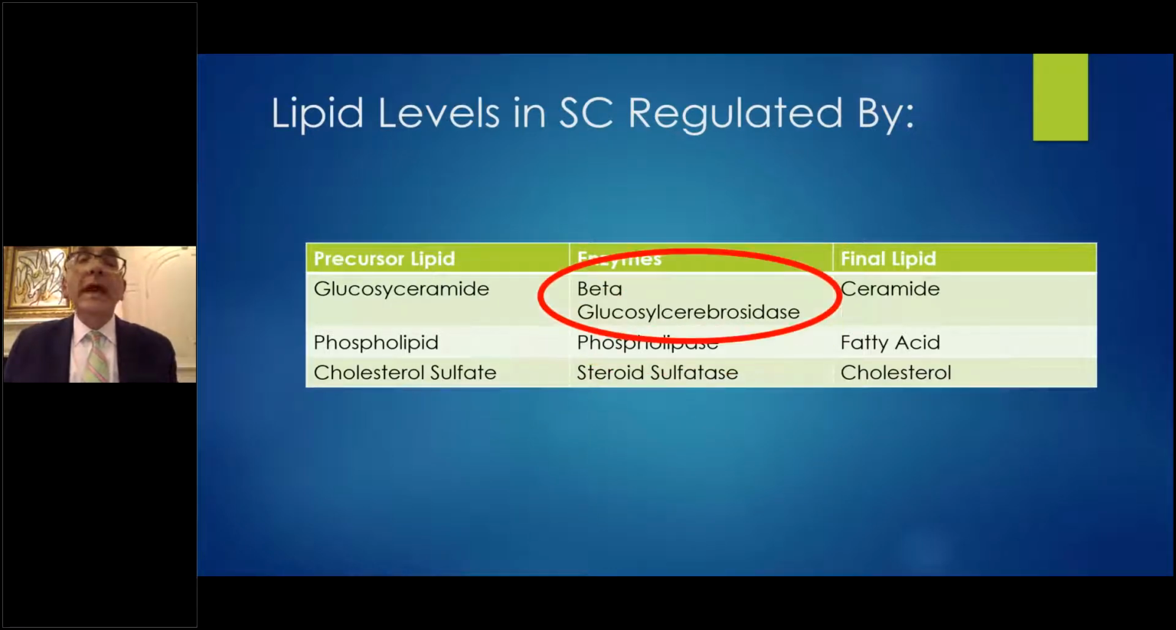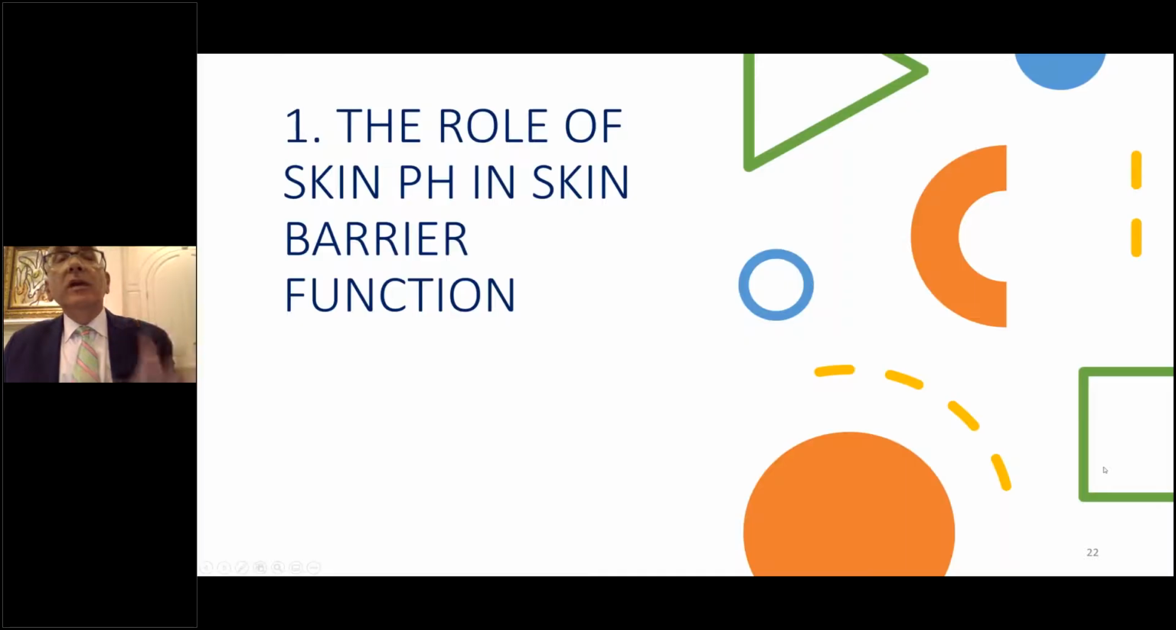What are the precursors and what happens? The precursor for ceramide is glucosylceramide, which is converted by an enzyme called glucocerebrosidase. Fatty acids are converted by phospholipase from phospholipids, and cholesterol comes from cholesterol sulfate, converted by the enzyme steroid sulfatase. Why am I mentioning those weird names? Those enzymes are very important because they play a role in the skin pH, and the skin pH, I should say, plays a very important role in the stability of these enzymes. So that's what we're going to look at now.